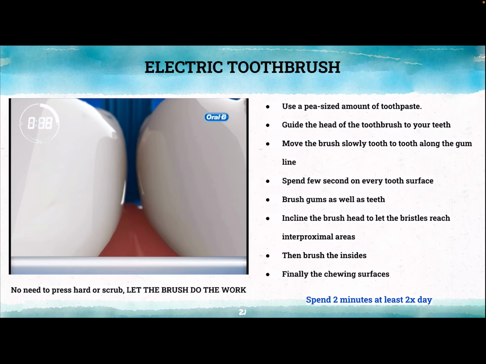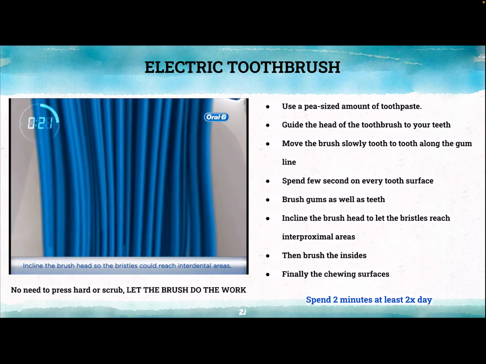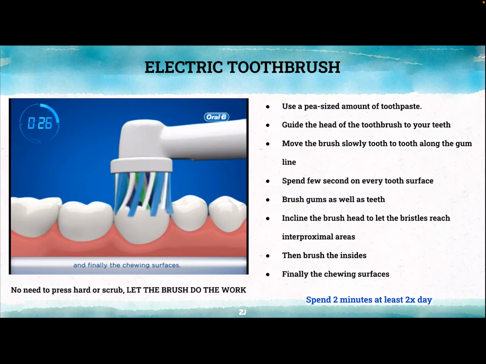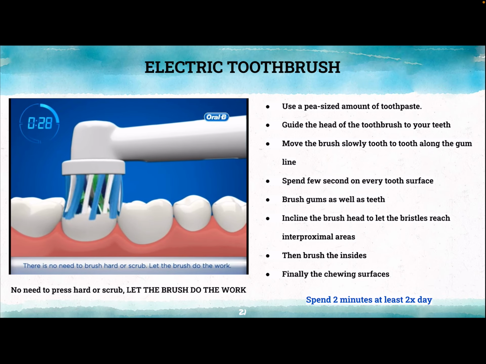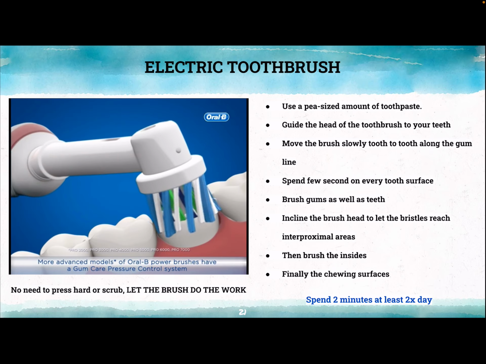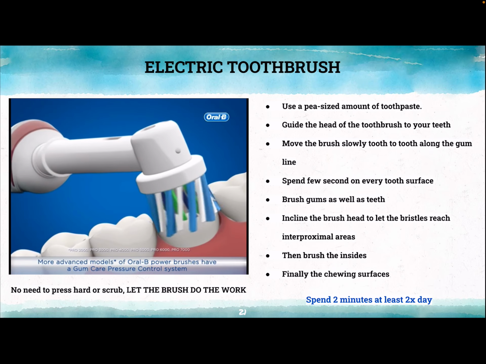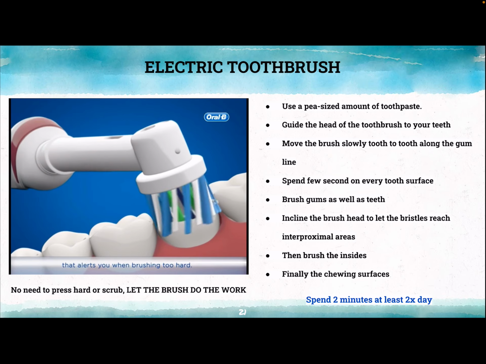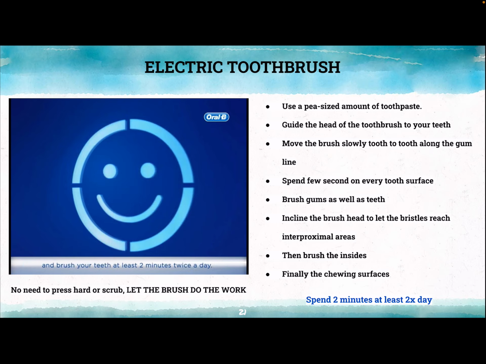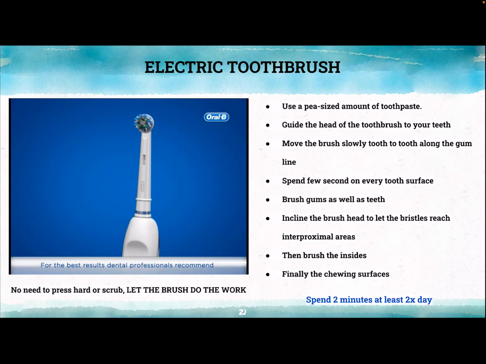First the outsides. Incline the brush head so the bristles could reach into dental areas. Then the insides. And finally, the chewing surfaces. There is no need to brush hard or scrub. Let the brush do the work. More advanced models of Oral-B power brushes have a gum care pressure control system that alerts you when brushing too hard. Remember, spend 30 seconds on each quadrant of your mouth and brush your teeth at least 2 minutes twice a day. For the best results, dental professionals recommend to change the brush head regularly every 3 months.